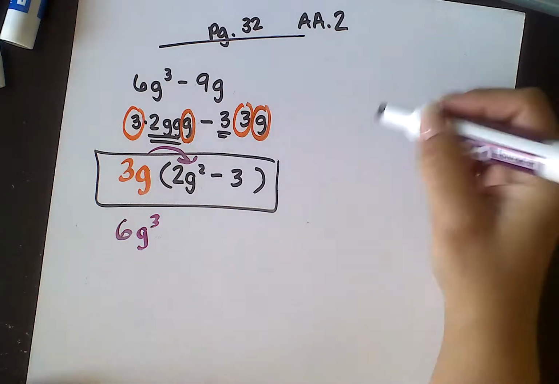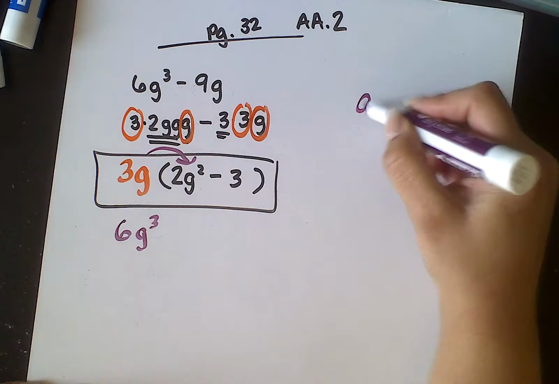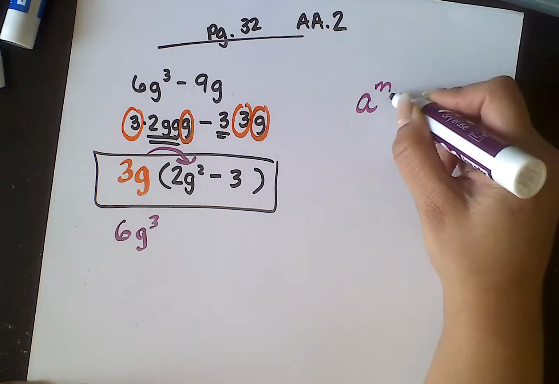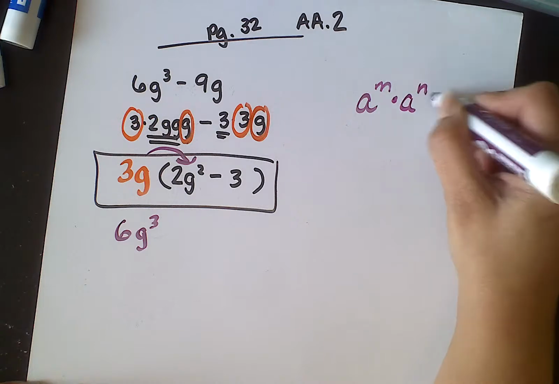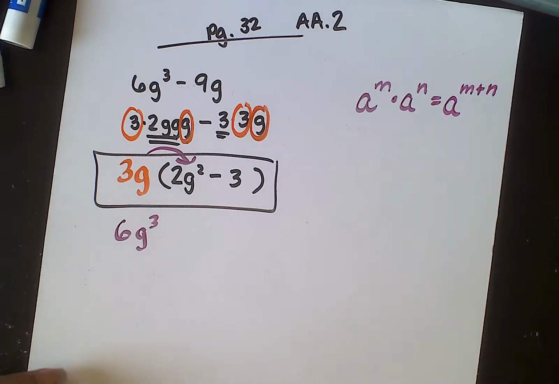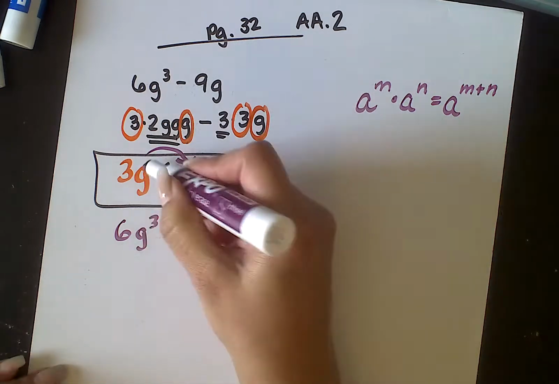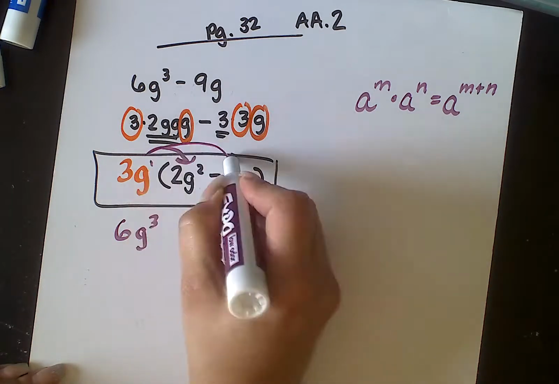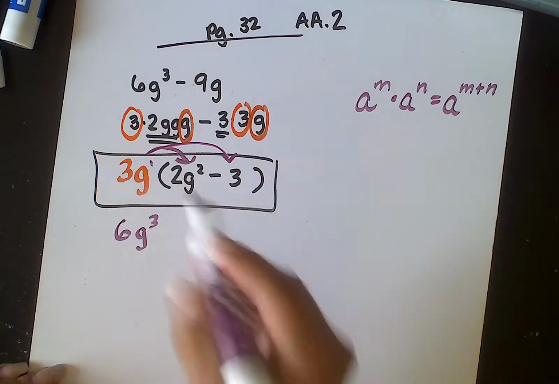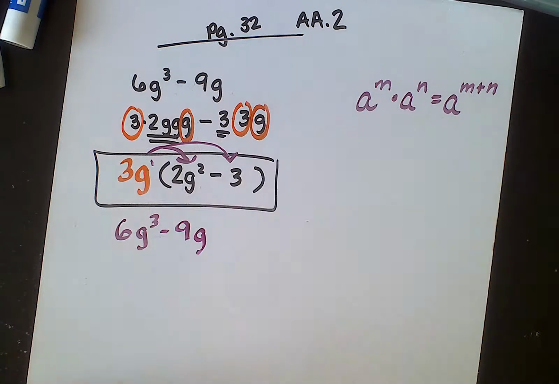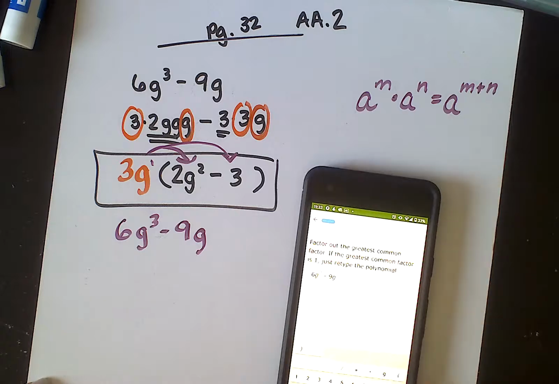Now, remember our exponential law that says a to the m power times a to the n power, you add the exponents. So that's how I got 1 plus 2 is 3. Okay, now just triple checking here. And now 3 times 3, so that's negative 9, and then g, which was my original problem. So I have confirmed my answer should be correct.